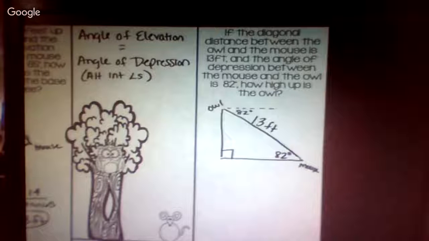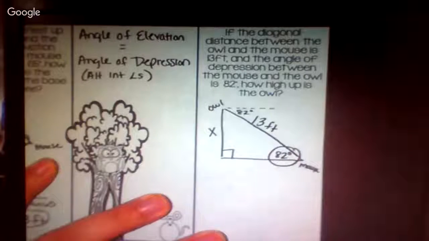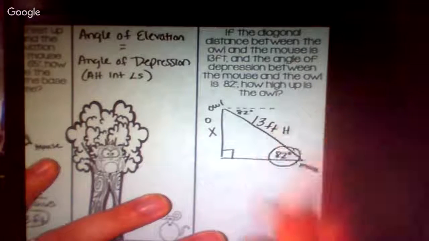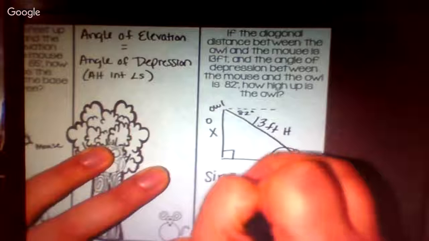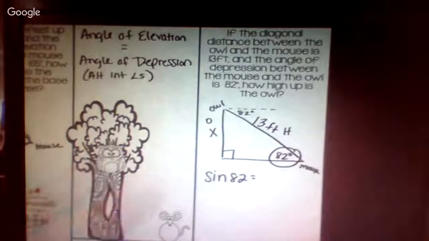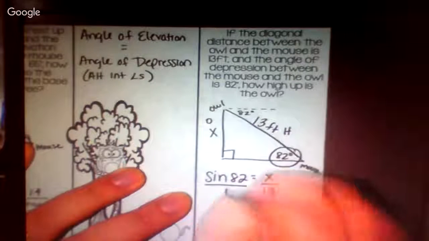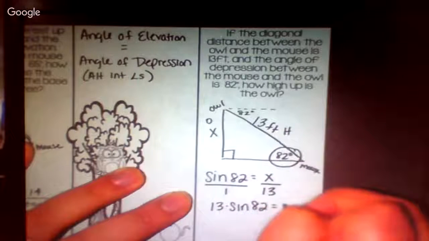Okay? It says, how high up is the owl? What am I looking for? The height, the opposite side here. So here's my reference angle. You already said this is the opposite side. What's 13? Hypotenuse. Opposite, hypotenuse: sine. So sine of 82 equals X over 13. Will I need to divide this time? No. 13 times the sine of 82 equals X.